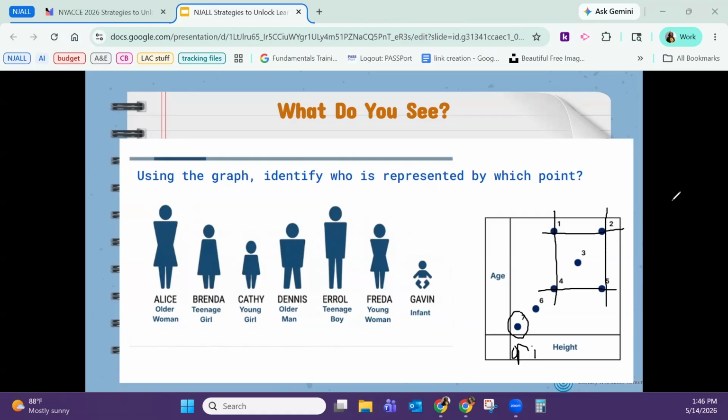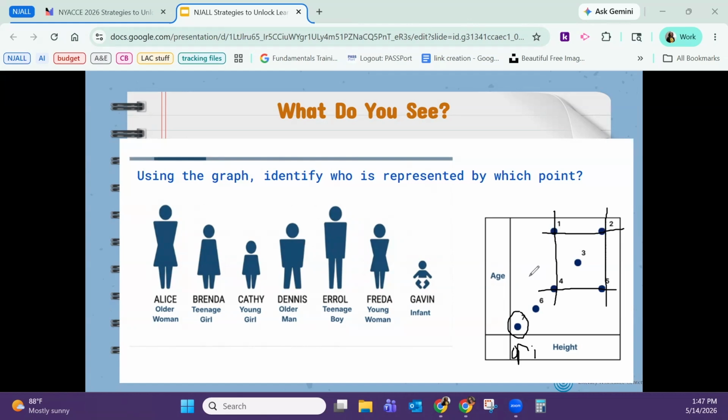Oh, they're the same height. So is this a function? No, no, it is not. There's a relationship between height and age, but it is not a function. So I actually connected our understanding of what functions are back to something we had already done.